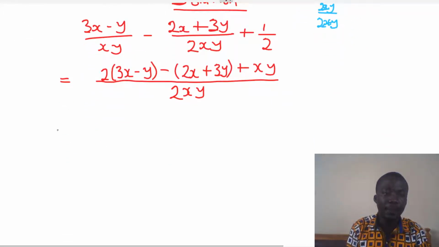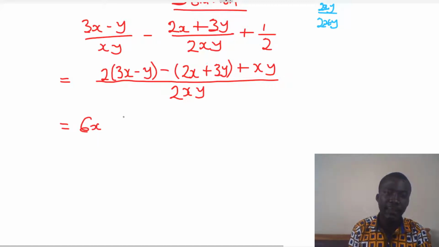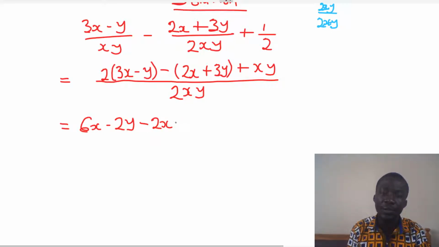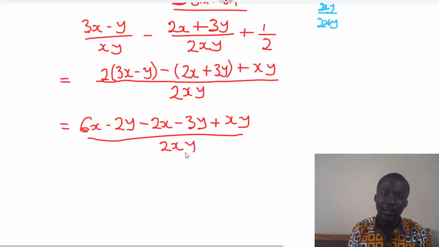When we proceed, we can simplify the numerator by expanding the brackets. 2 times 3x will give us 6x. 2 times negative y will give us negative 2y. The negative times 2x will produce negative 2x. And negative times 3y will produce negative 3y. Then of course, plus our xy, divided by 2xy.